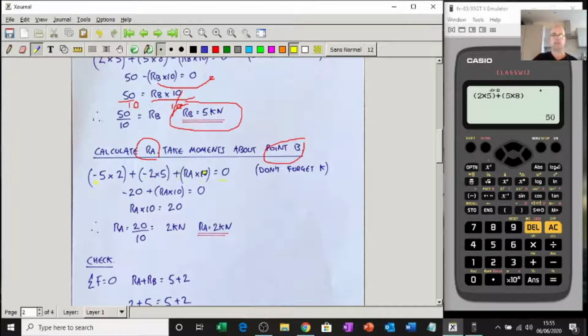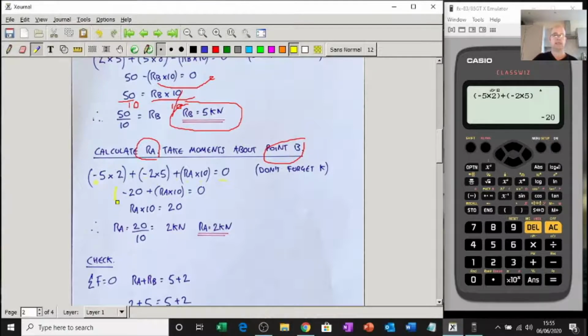So these are the sum of the moments, so add these up. So minus 5 times 2 plus minus 2 times by 5, minus 20 plus RA times by 10 equals 0.